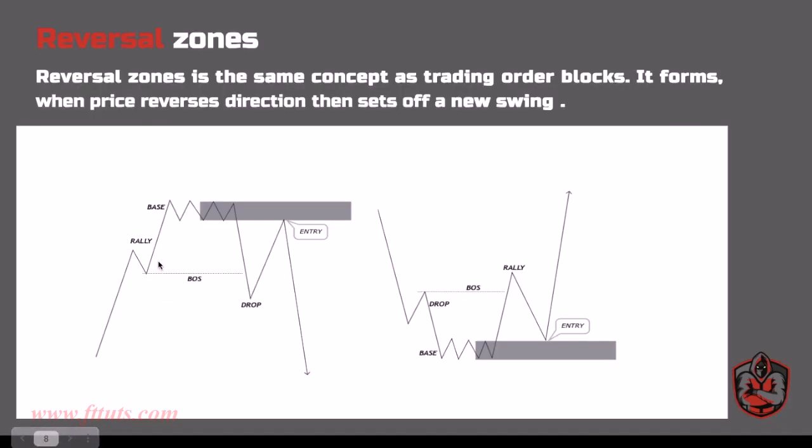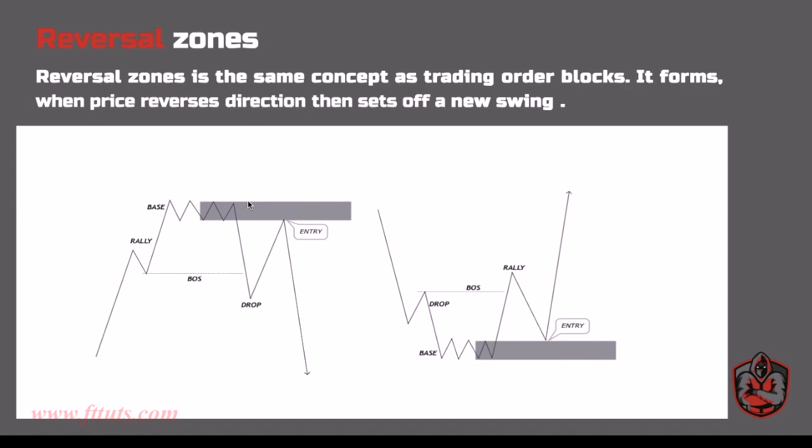Now look at this example here. We have a rally, right? Then we have a base. But then price doesn't create another rally. It creates a drop, right? And that drop broke structure. Now that would be a reversal, right? That's why we call them reversal zones. So now that we got that break of structure and we have that imbalance, right? Probably expect price to pull back, fill in any imbalance, and mitigate that last area of supply.